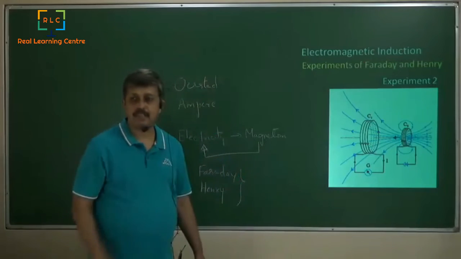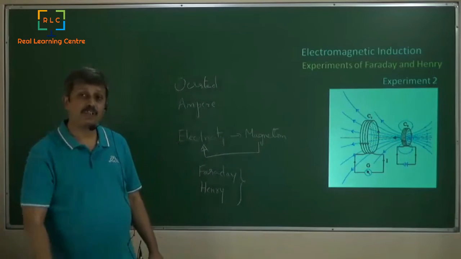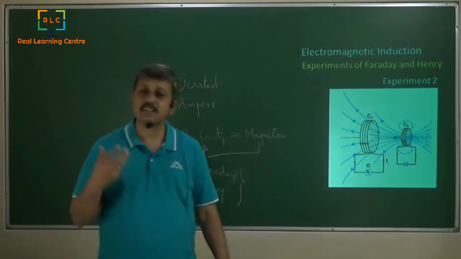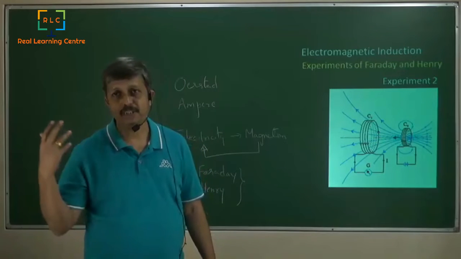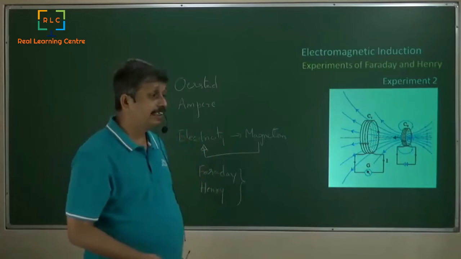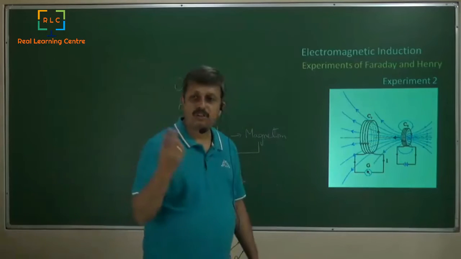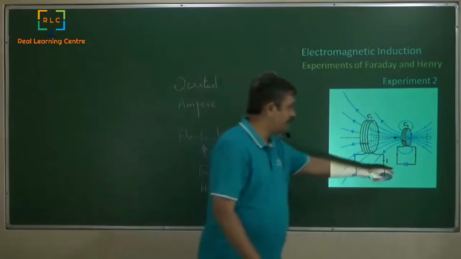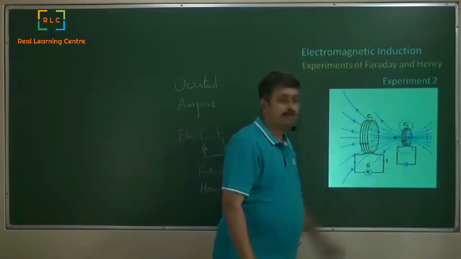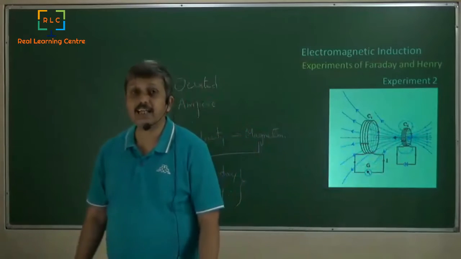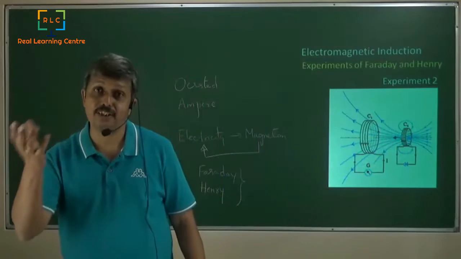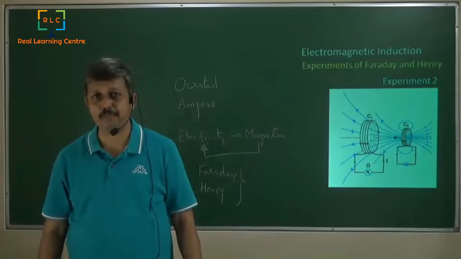Now that is experiment number 2. In experiment number 1, you saw that only the magnet is moving. In experiment number 2, you are seeing that it is an electromagnet that is moving. Basically there is absolutely no physical magnet here. You're just passing electricity and a magnetic field is produced here. So it's not about a physical magnet, it is about the magnetic field. That kind of conclusion you can come to here.